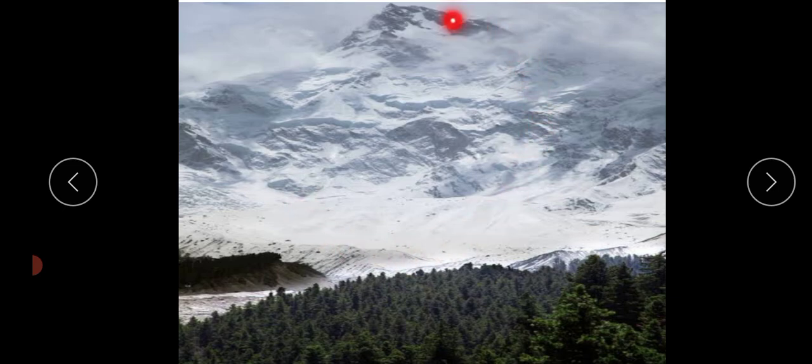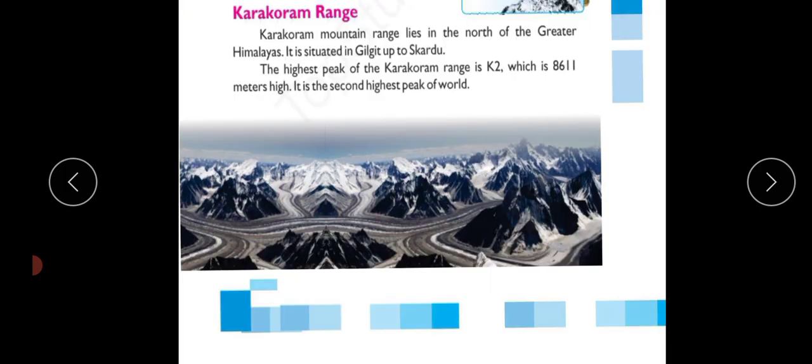Now this is the picture of Nanga Parbat, which is the highest peak of the Greater Himalayas. Now the second mountain range is Karakoram Range. Karakoram mountain range lies in the north of the Greater Himalayas.